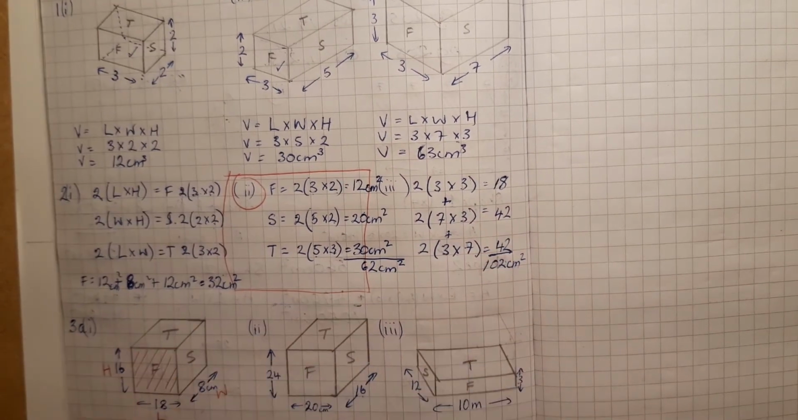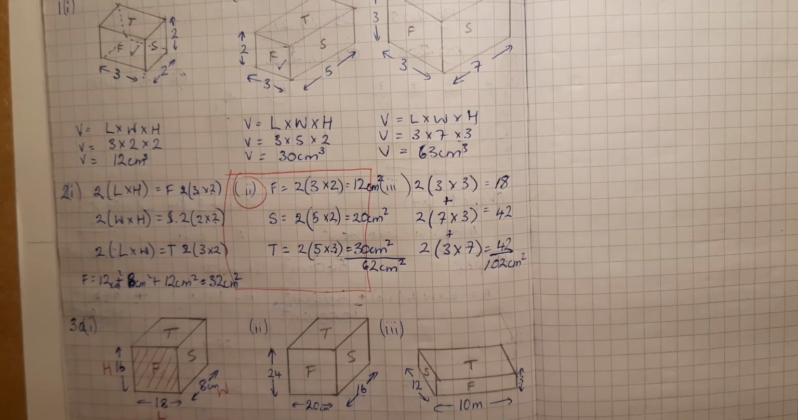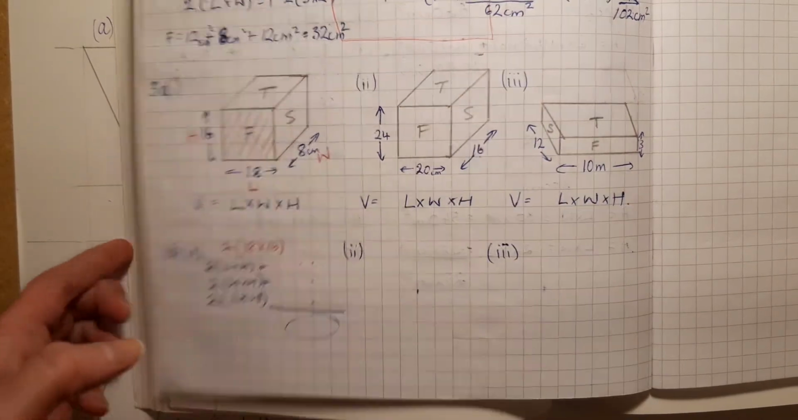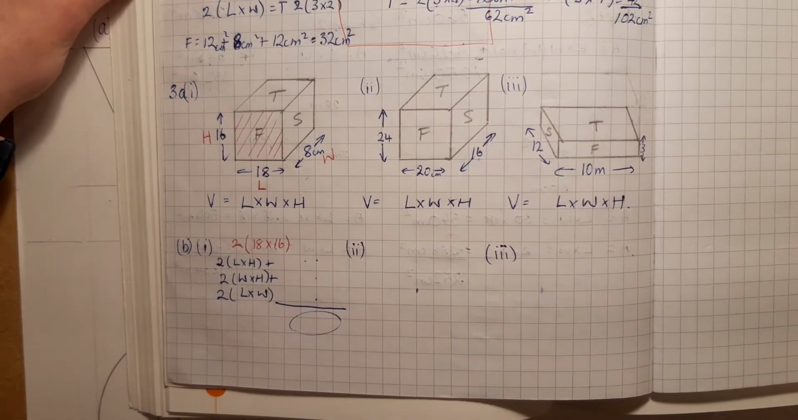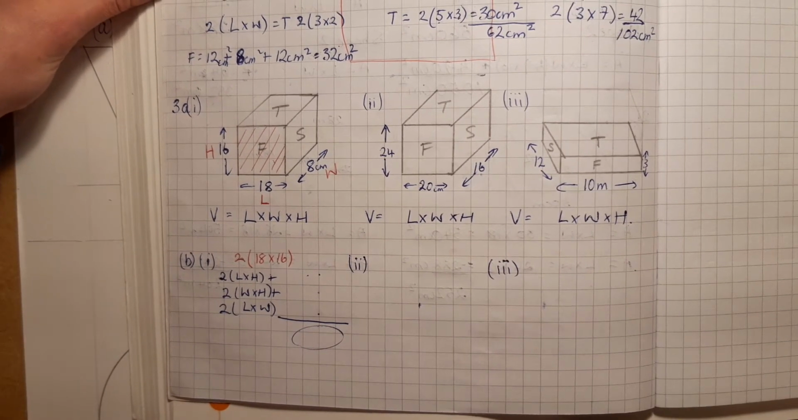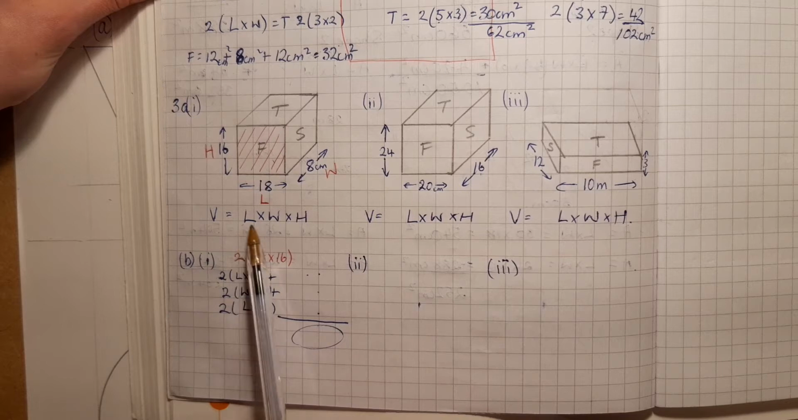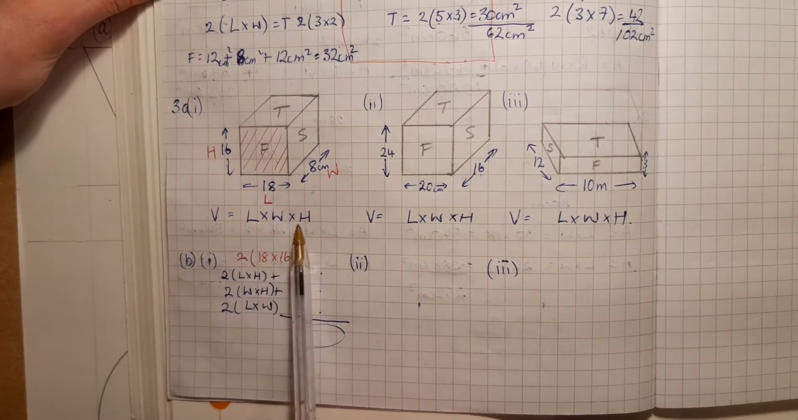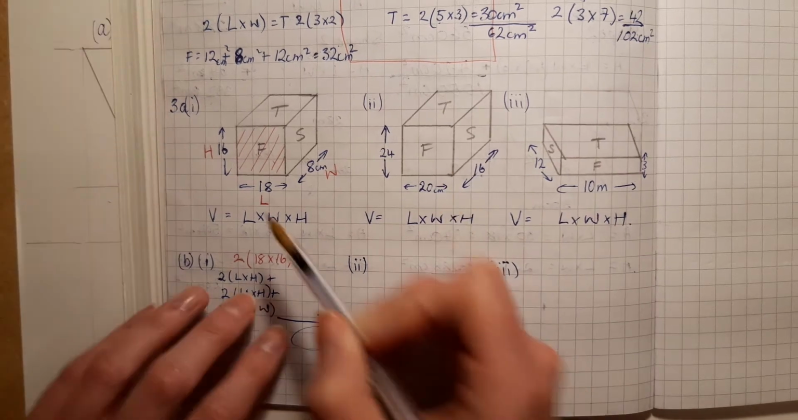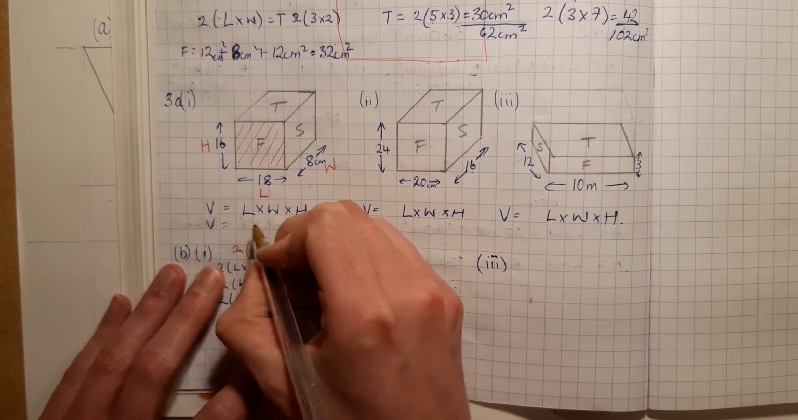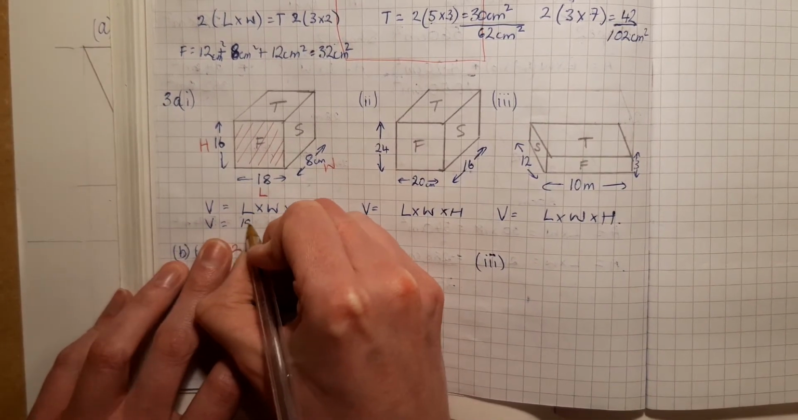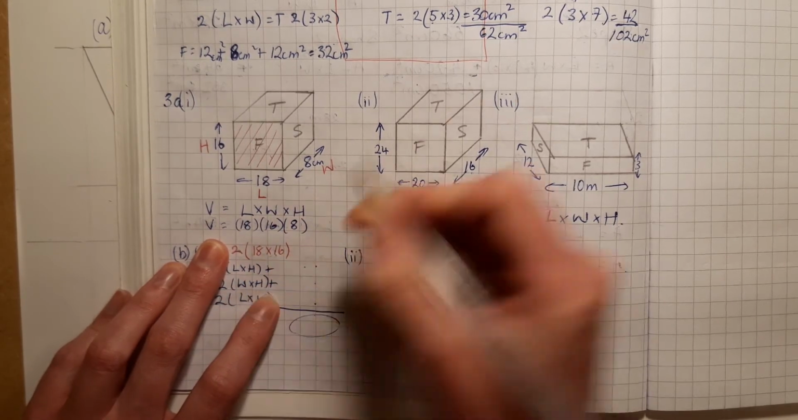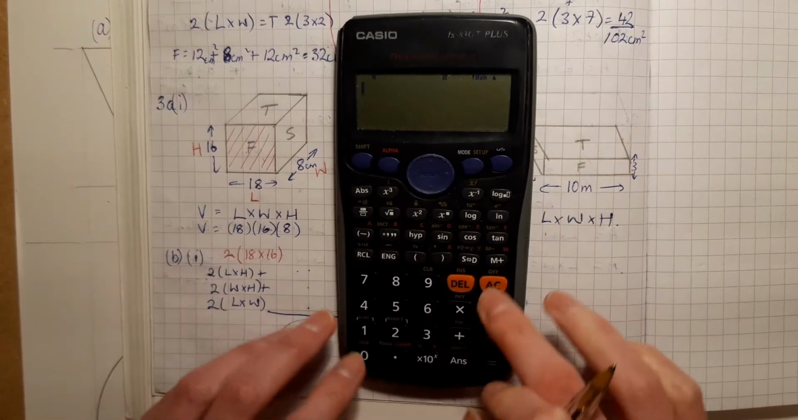Okay, and that completes the assignment correction. There was a little bit of work that I asked you to do as classwork to finish off, and that was question 3. In question 3, I showed you how to get the volume at the end of class. So the volume is length by the width by the height in each case. So grab your calculators, and it should be the length is 18 multiplied by 16 multiplied by 8. You can do this all on your calculator.